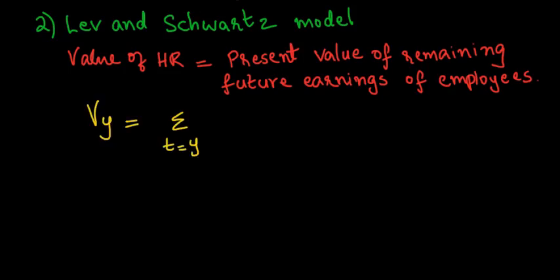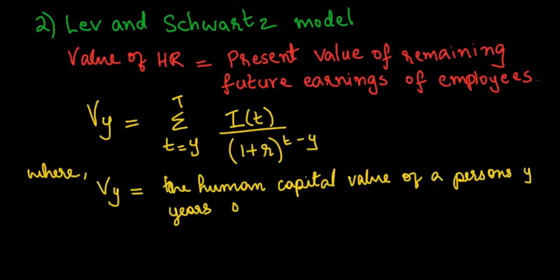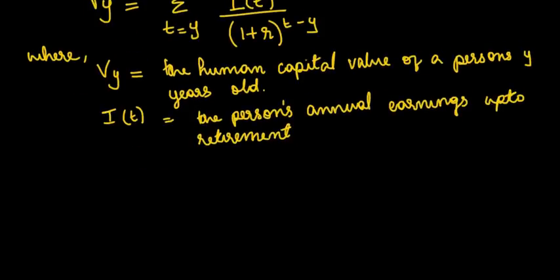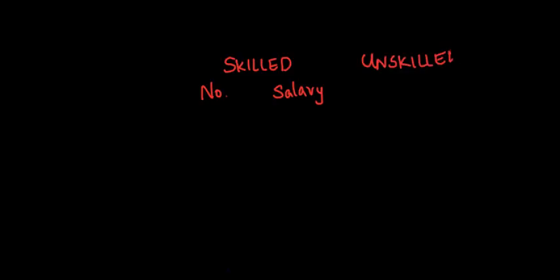This is given by the formula Vy = I_t / (1 + R)^(T - Y), where Vy is equal to human capital value of a person of Y years old. I_t is equal to person's annual earnings up to retirement. R is equal to a discount rate specific to the person, and T is equal to retirement age. Employees have been decomposed by age groups and degrees of skill. Average annual earnings for each age and skill group will then be ascertained.